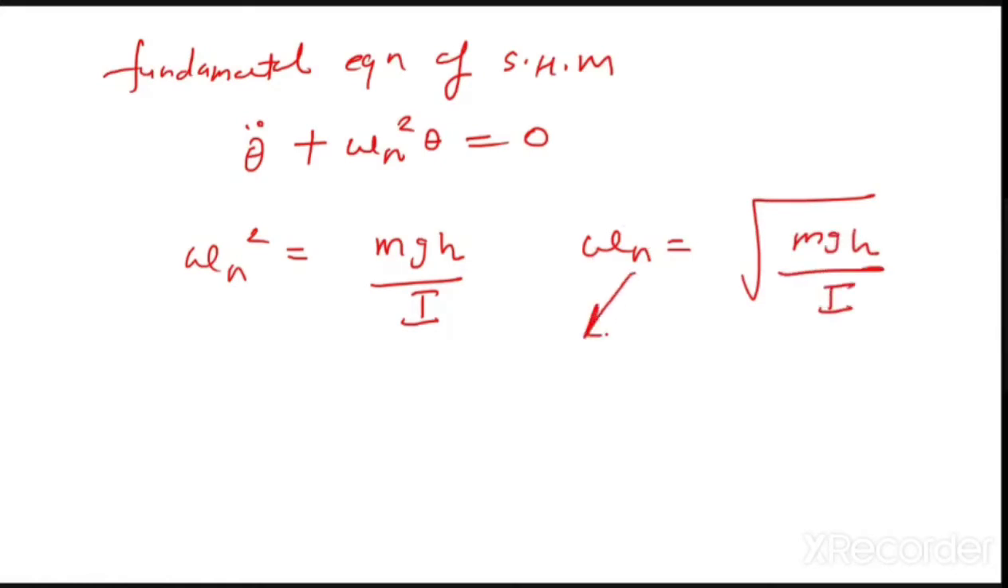This omega n is called the natural frequency of a compound pendulum. So ultimately, from the equation of motion, I have derived the natural frequency. I hope you understand it.